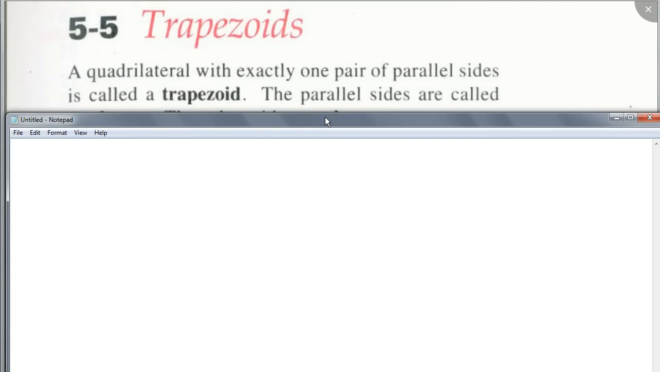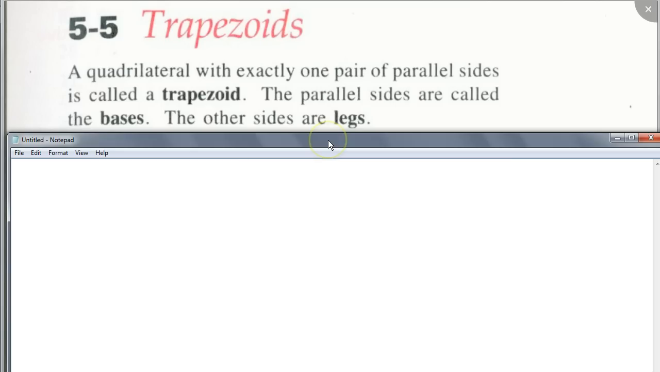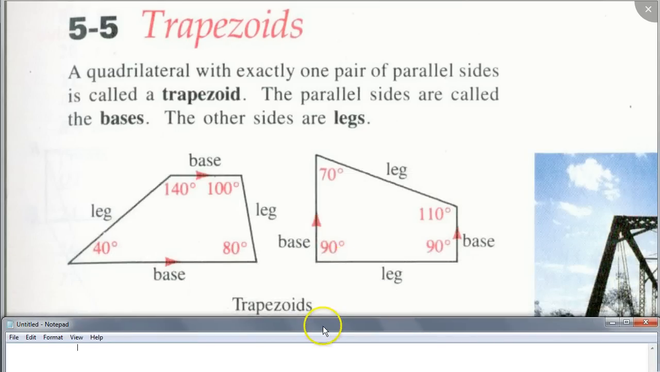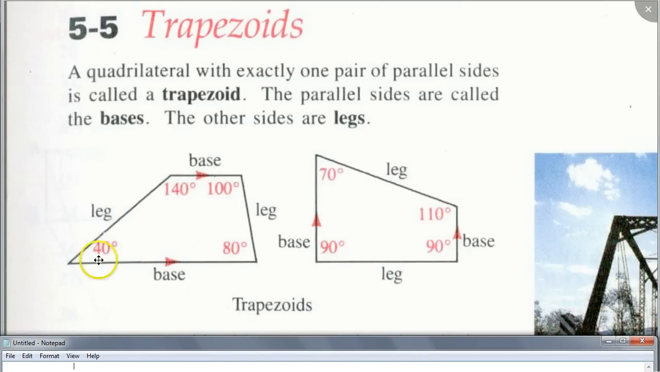Yeah, base. Exactly. These are the bases. The two parallel sides are the bases, and the other sides are the legs. Okay. What does that remind you of? Triangle. Yeah, exactly. So here's a picture. So you got the two bases. The one on the left is what a lot of people are used to.